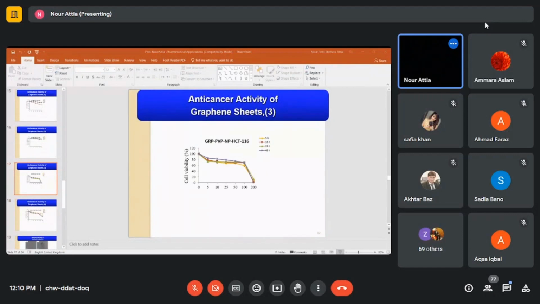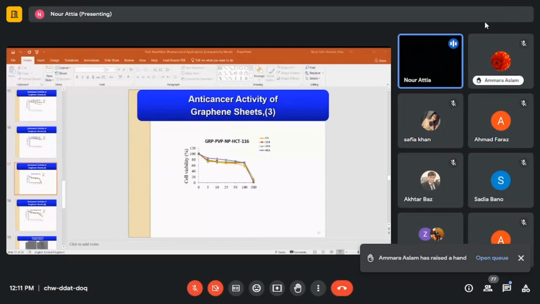If you look here at 100 milligrams per liter, the dose, you find most of them are around 60% cell viability. In this case, this is a cancer cell, and we need to kill all the cancer cells. So at 100 micrograms, the viability is around 60%. But when we jump to 200, we have almost 90% killing of the cancer cells. And this is good.